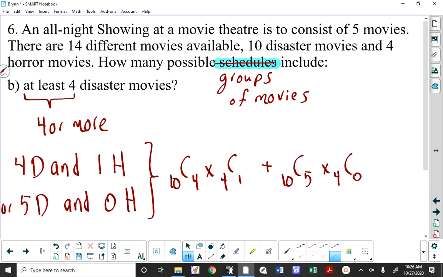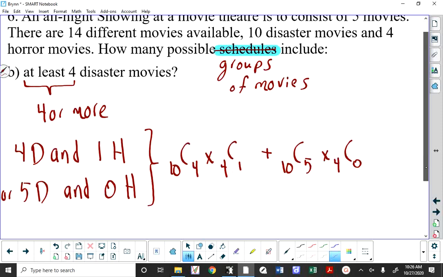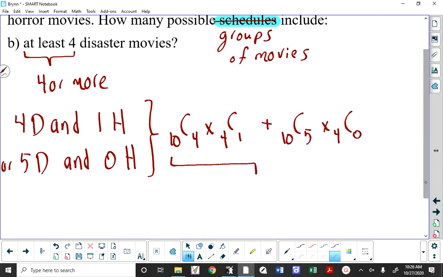I wrote down a lot there, so I'm just going to step back and look at it. Give me a second to make sure that everything is correct. Yeah, I think that's fine. So whatever this number equals, this will be the answer to the question. And again, it's kind of a poorly worded question because they had the word schedule in it, and schedule implies order, but that wasn't the intention here.